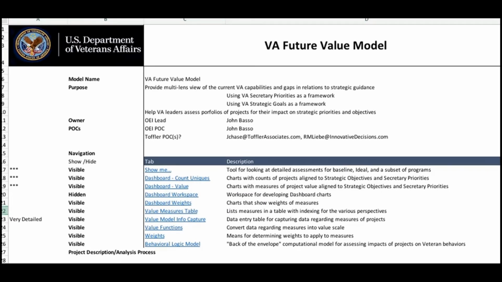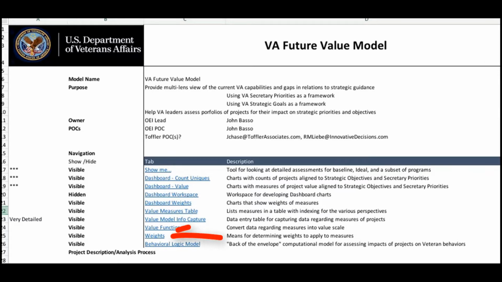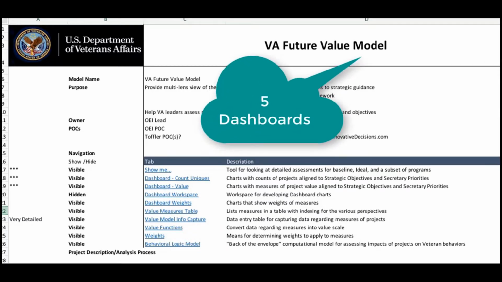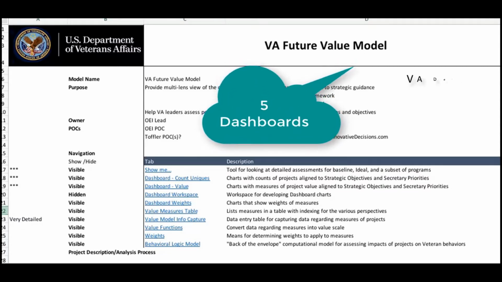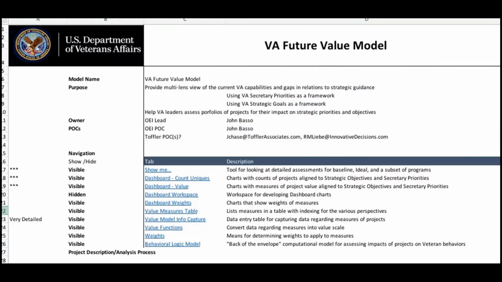4. The model is currently set with all weights equal. To change the weights, click the Weights hyperlink on this page. 5. There are a total of 5 dashboards in this model providing visualizations on VA data, evaluation measures, weights, results, and an example of how the VA portfolio may be viewed from a benefit-cost perspective. 6. Note there are several hidden worksheets in this model used for calculations supporting the dashboards.